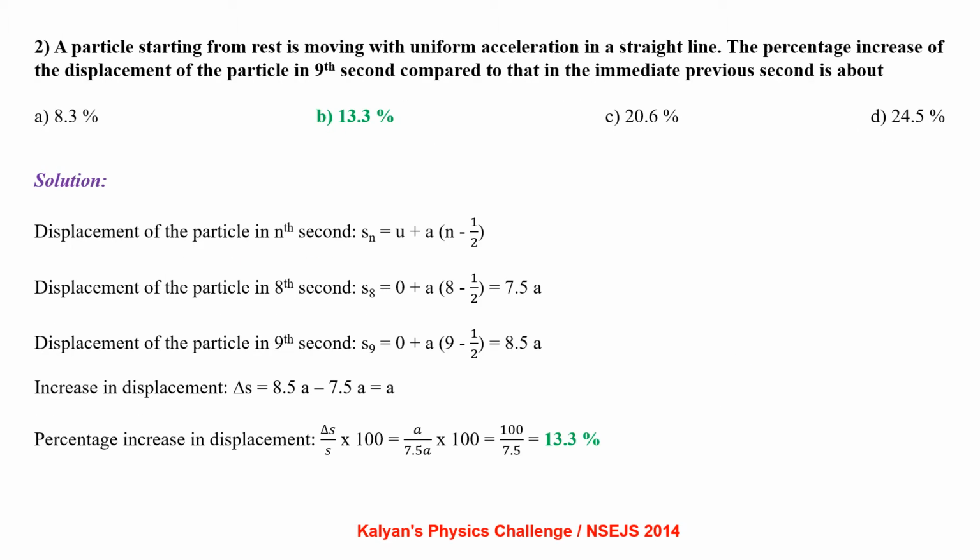A particle starting from rest is moving with uniform acceleration in a straight line. The percentage increase in displacement of the particle in the 9th second compared to that in the immediate previous second is about? Displacement of the particle in nth second is given by Sn equal to u plus a into n minus half. So displacement in 8th second will be 7.5 a and displacement in 9th second will be 8.5 a. So the increase in displacement is 8.5 a minus 7.5 a, that is a. The percentage increase in displacement, delta s by s into 100, comes out to be 13.3%.